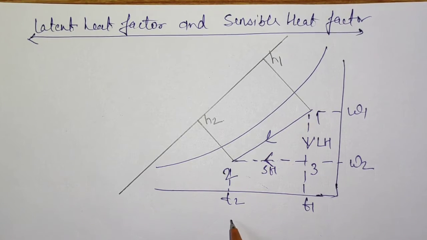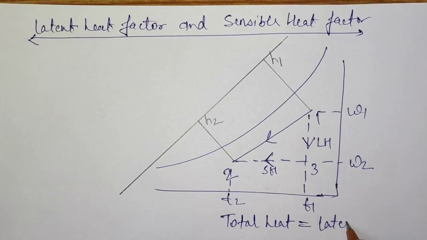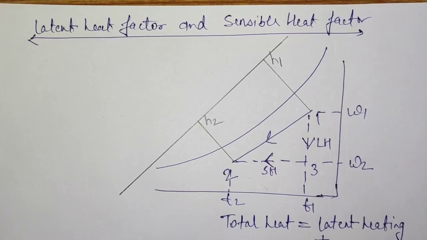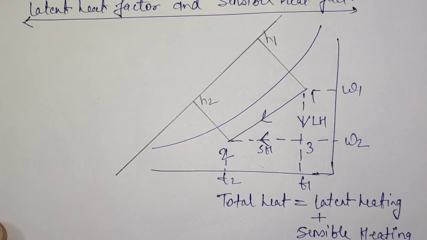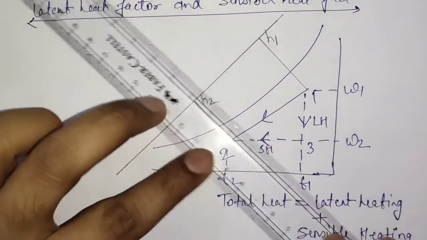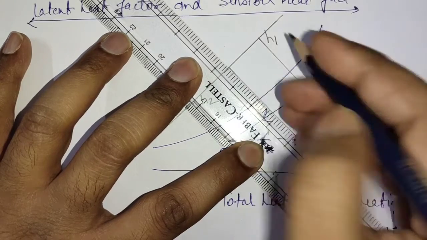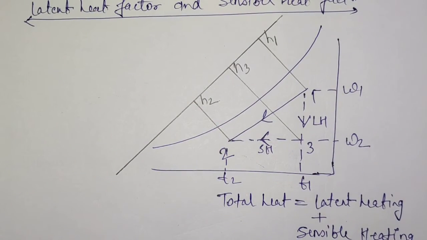So therefore this total heating can be considered as latent heating plus sensible heating. Now if we draw the enthalpy line at state 3, H3, we can get how much enthalpy change is taking place during the latent heating.